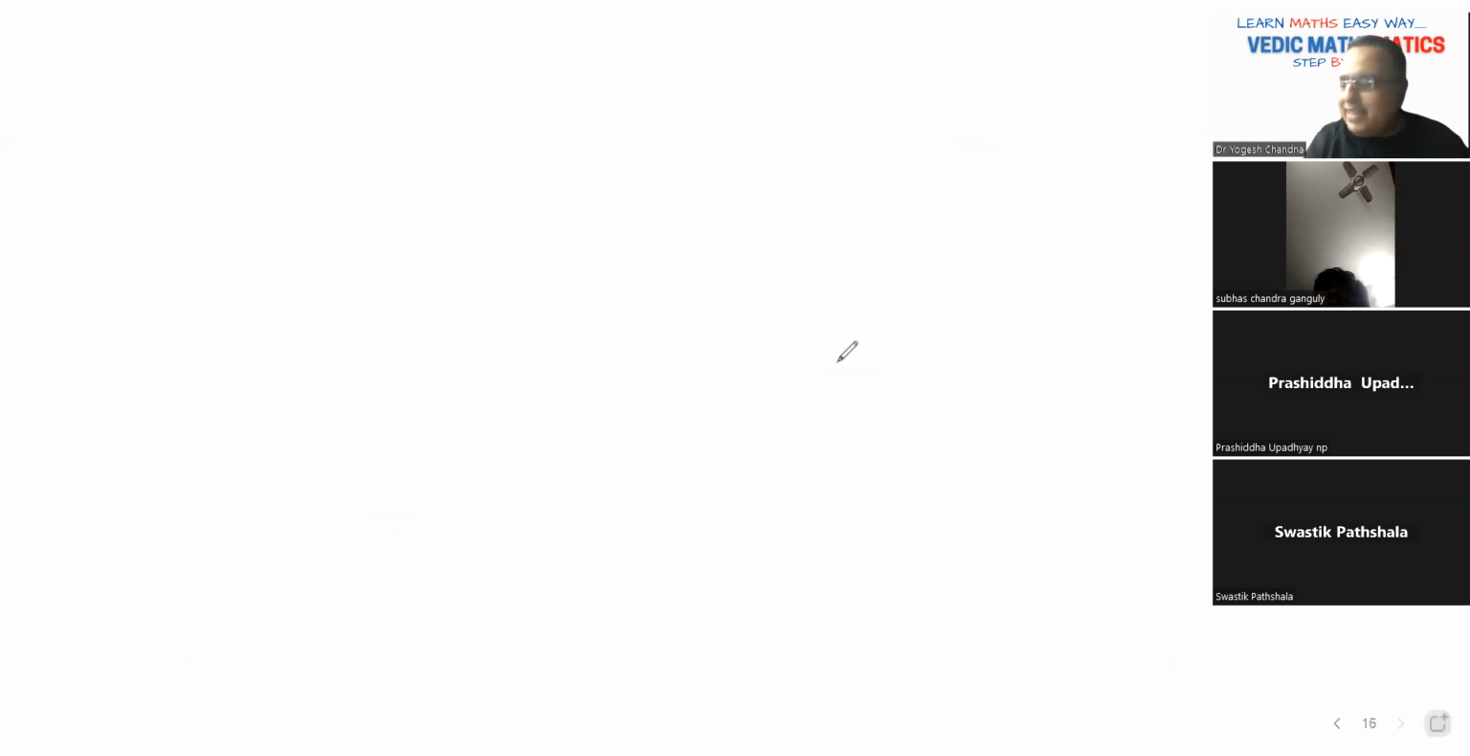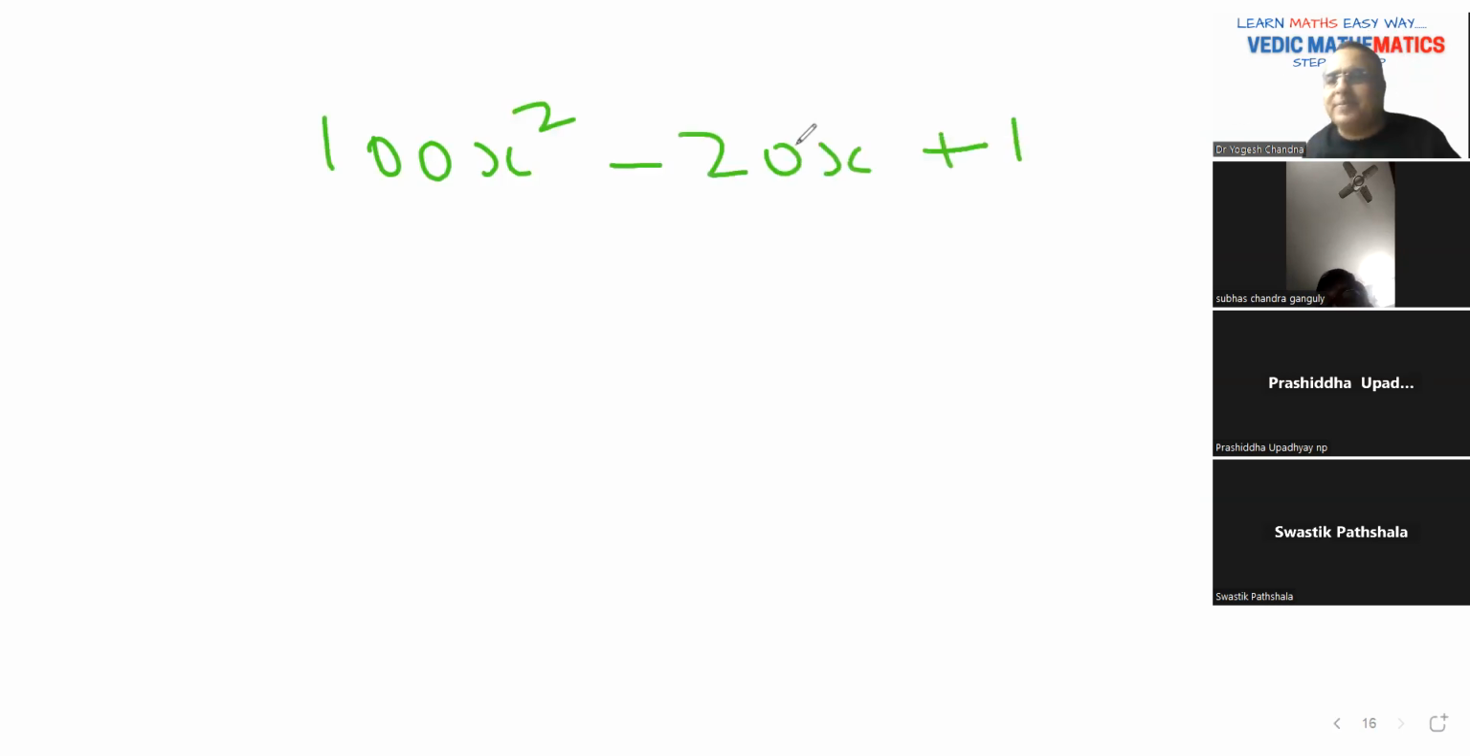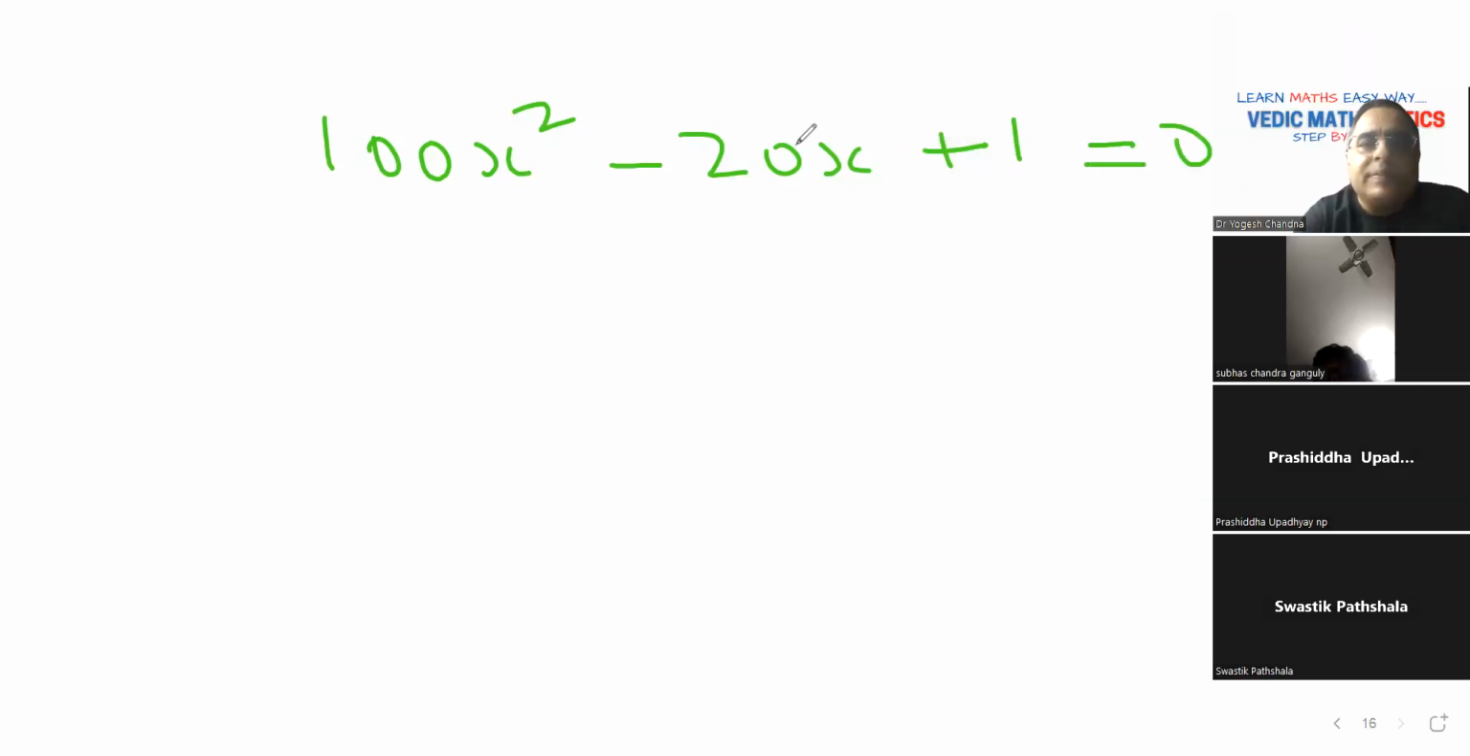Okay, one more. Try this. So it is again easy, but you need to focus. 100x square minus 20x plus 1 is equal to 0. So what would be the roots, or what would be the equation?